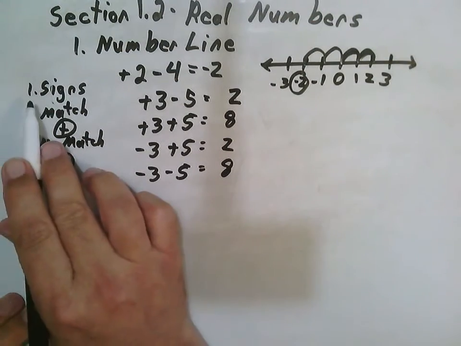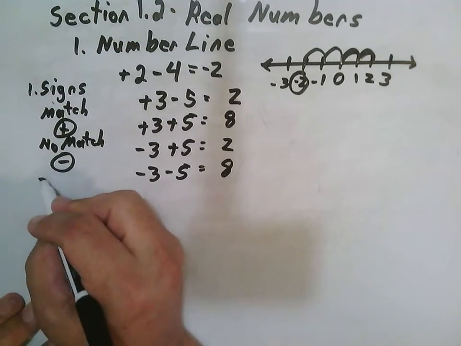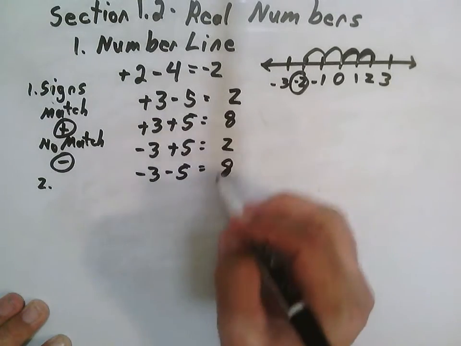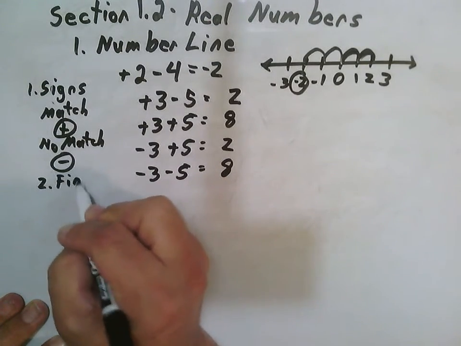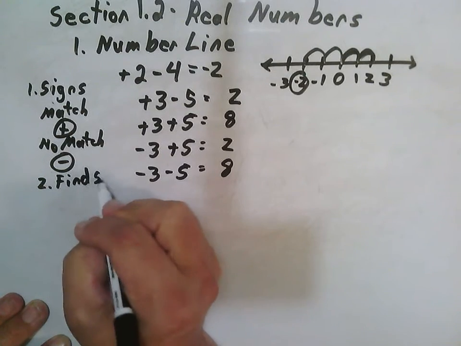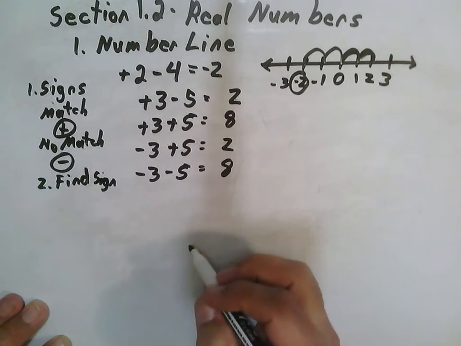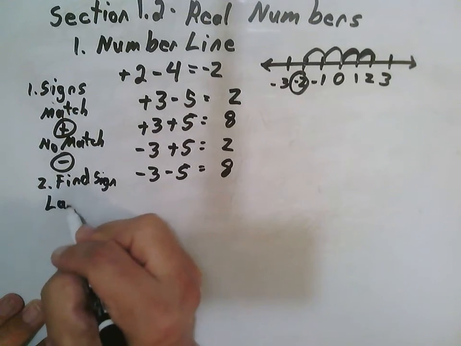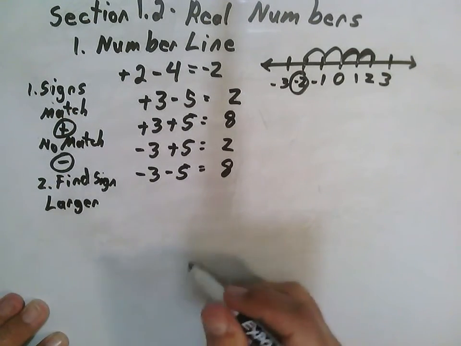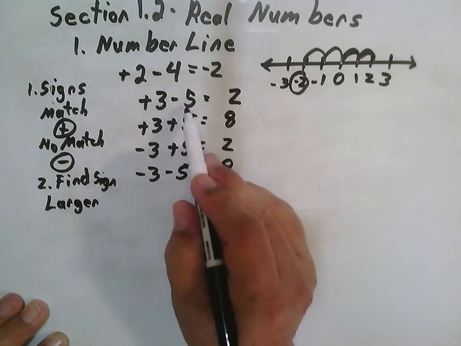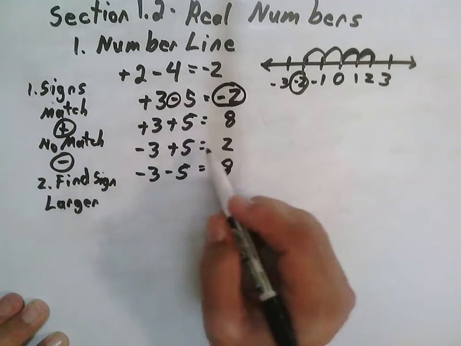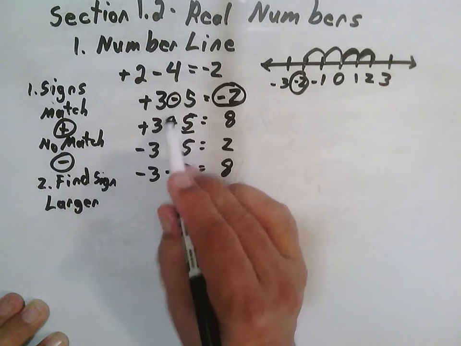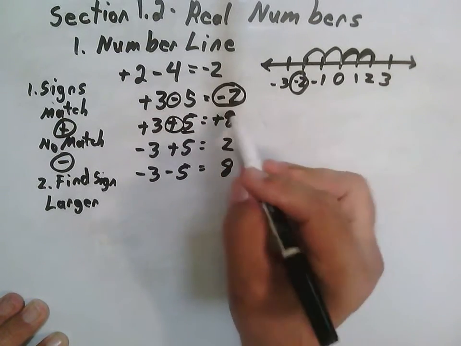Now remember, there's 2 parts. The first one is just determining the signs. The second one is determining the signs that go in front of the numbers. For that, all you have to do is always choose the larger number. The larger number dictates. For this example, 5 is bigger than 3. 5 is a negative number, so this answer is going to be negative 2. In this one, 5 is a larger number. It's a positive, so it's going to be a positive 8.